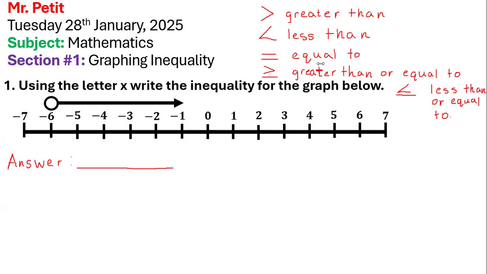Okay, I saw that some persons put the answer in the chat already, and they are absolutely right. X is less than or equal to -6. Now, if we're going to the right, are these numbers bigger than -6 or smaller than -6? They are bigger than -6. So -5 is bigger than -6, and -4 is bigger than -6.